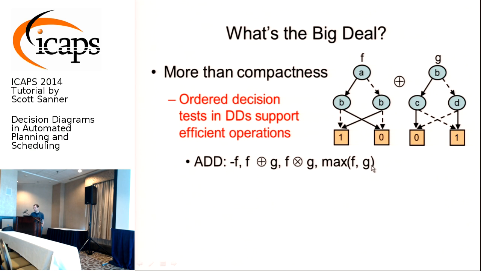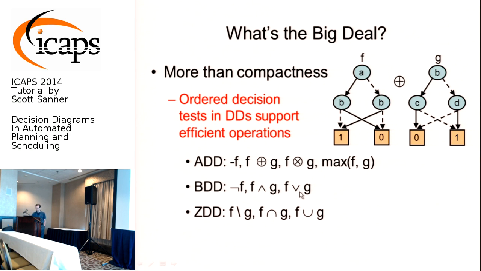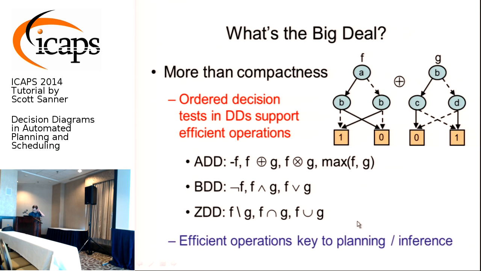I might want to take the max of two functions. Okay? If I had BDDs, I want to do logical operations typically. I want to do things like negation, conjunction, disjunction. And ZDDs, again, a variant of BDDs, I want to do things like set operations: F set minus G, F intersection G, F union G. Okay? And doing these operations efficiently for the different places where they're used are really key to efficiency in planning.